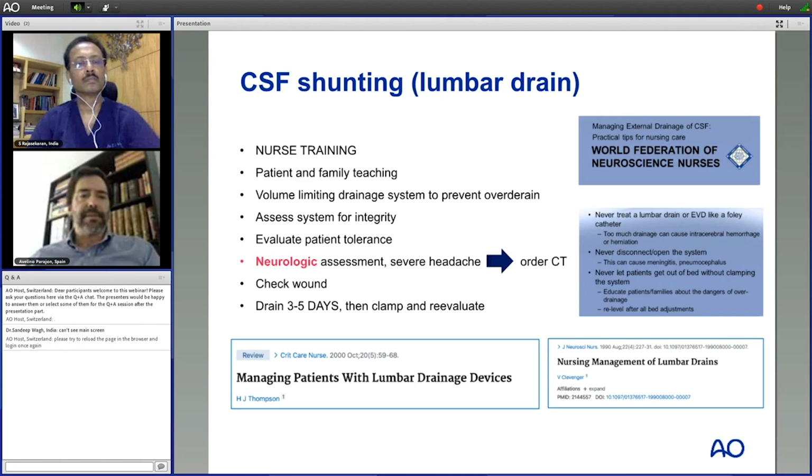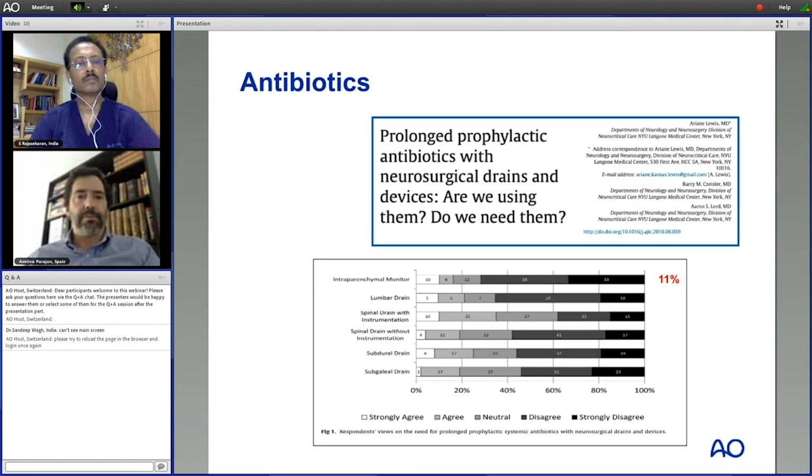And usually after 3-5 days, first clamp and re-evaluate the wound. If something is not going well, then we can try to open it, or probably we should go for a reoperation. In the case of neurological impairment, an urgent cranial CT must be ordered to rule out subdural hematomas or pneumocephalus.